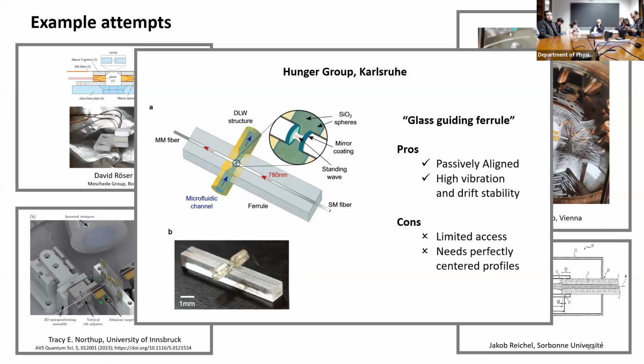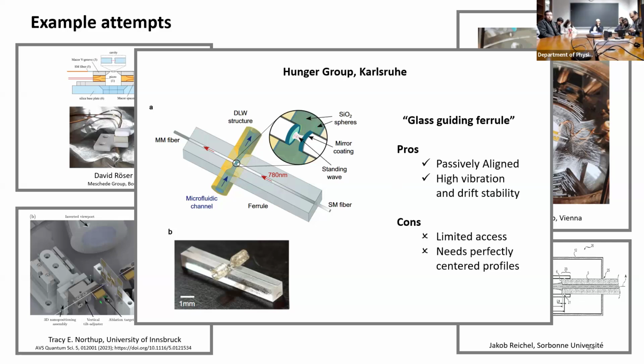And because everything is inside a single ferrule, you don't need to worry about transverse degrees of freedom. Everything is passively aligned; you just need to put the fibers into the box. But you need to drill a hole to get to the actual volume, so you may have limited access. And because everything is passively aligned, you cannot change the angle.